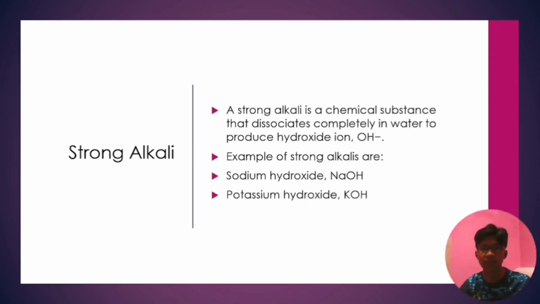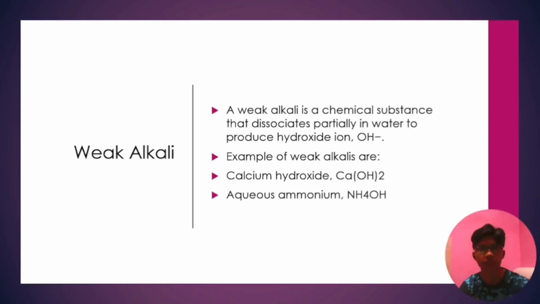Next, it is the same deal as last time for alkali. A strong alkali is a chemical substance that dissociates completely in water to produce hydroxide ions. For example, we have sodium hydroxide and potassium hydroxide. Whereas a weak alkali dissociates partially in water to produce hydroxide ions. For example, we have calcium hydroxide and aqueous ammonia.